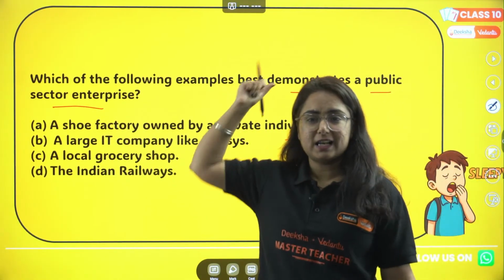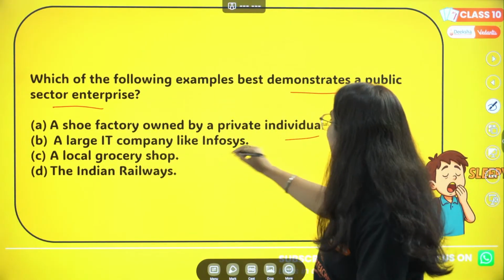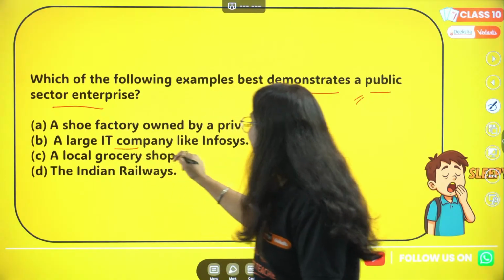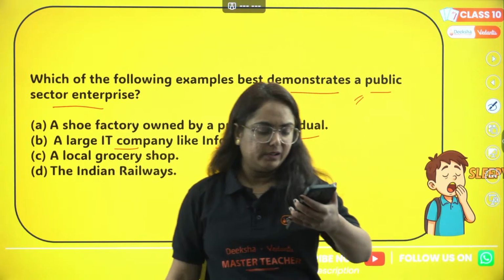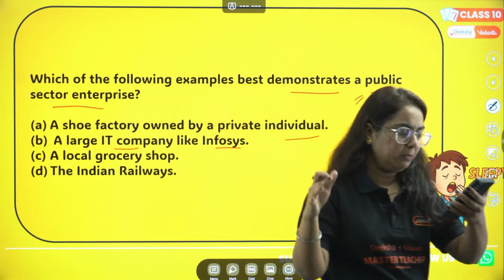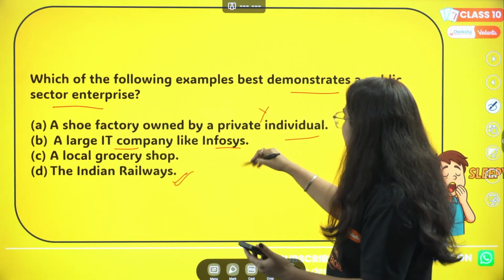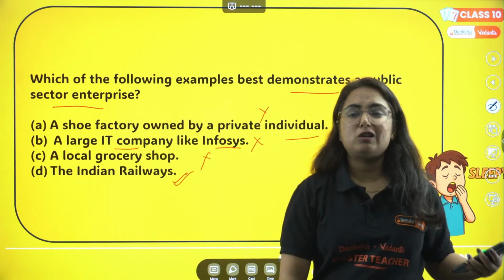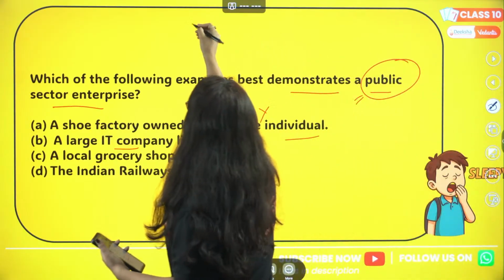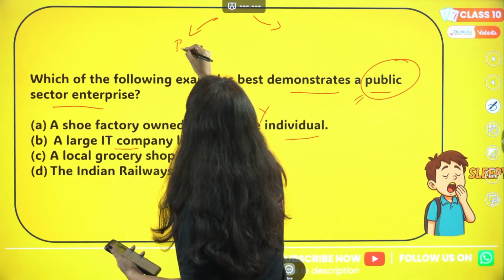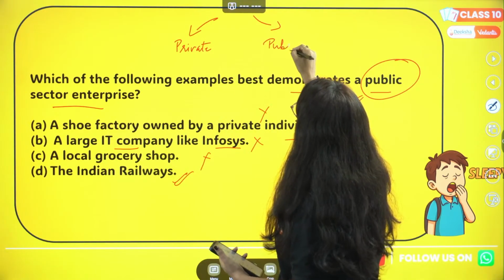So, the options in front of you regarding a public enterprise are: a shoe factory owned by a private individual, a large IT company like Infosys, a large grocery shop, or the Indian Railways. Very easy, I know you will give this answer very quickly. Yes, this is the correct option, because this is private and this is also private, and the question is asking about public. So let us quickly recall what private and public sectors are.